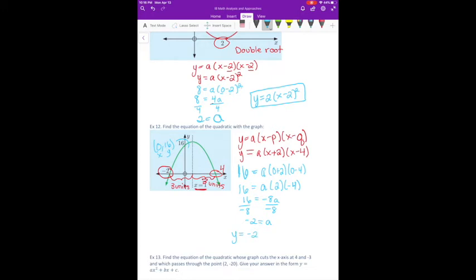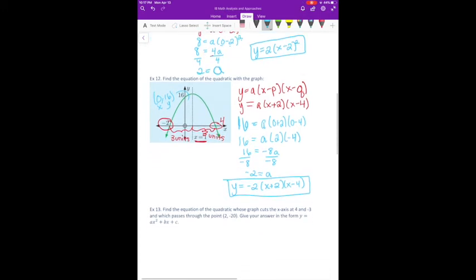Okay, so we've got our quadratic equation, y equals negative 2. Remember, if that's negative, we better be opening down in our picture. We are, so that's good. So we have y equals negative 2 times x plus 2 times x minus 4. That is our quadratic equation.